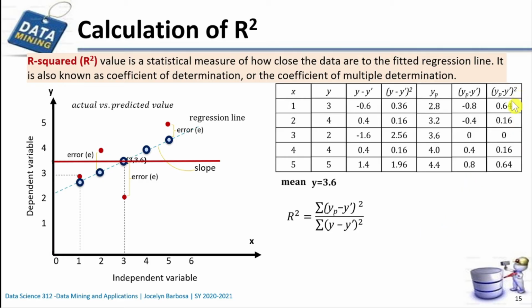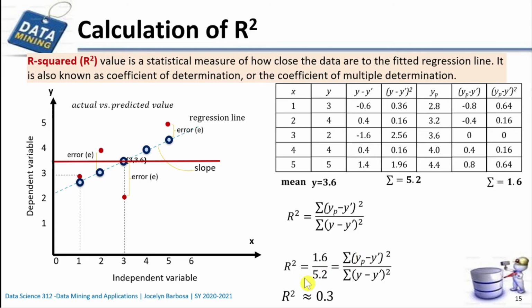And then we have to get the square of these results here. We have 0.64, 0.16, and so on and so forth. And so we can now calculate the summation of these values here. We have 1.6, and for y minus y prime squared, we have 5.2. Substituting the values, we have 1.6 over 5.2. Then we have a value which is approximately equal to 0.3.